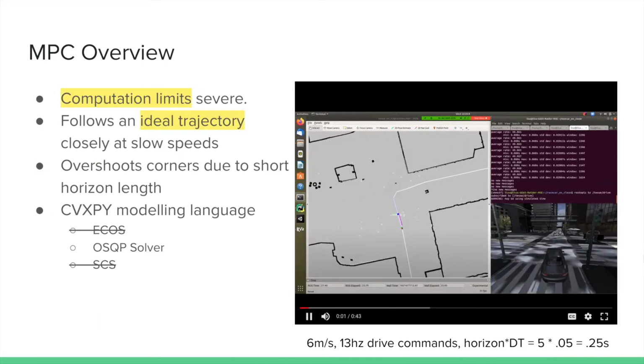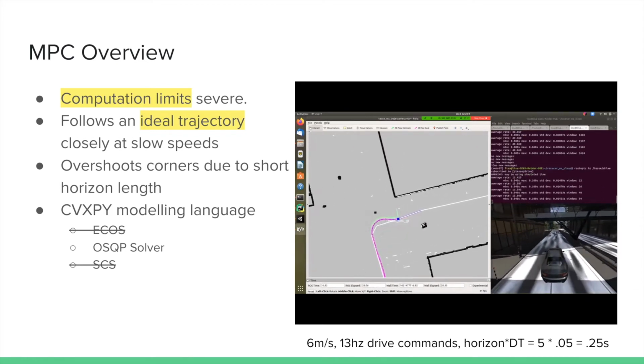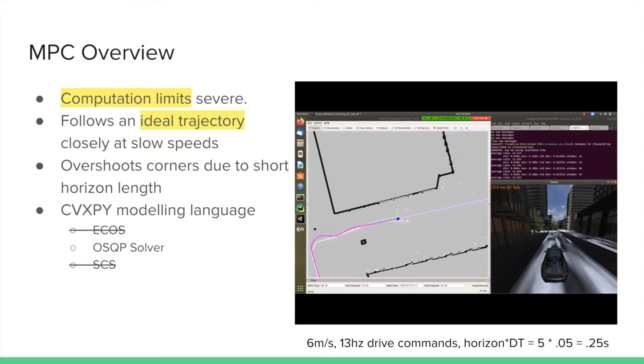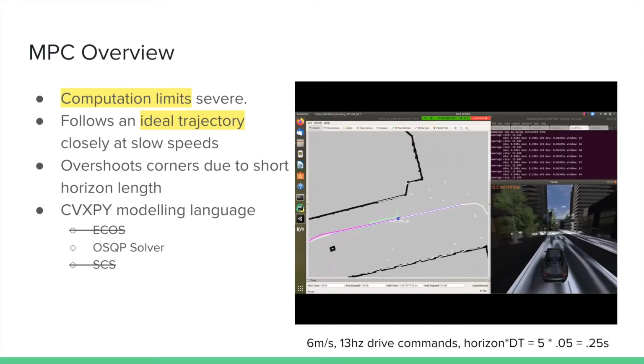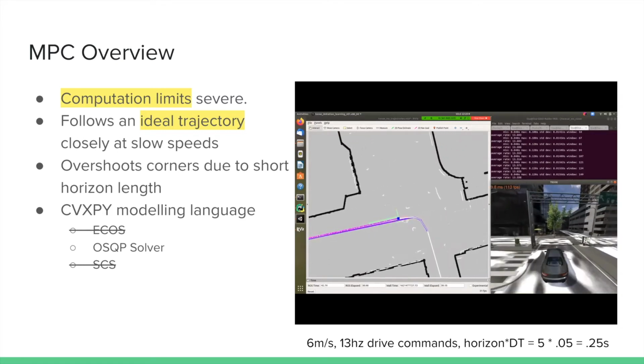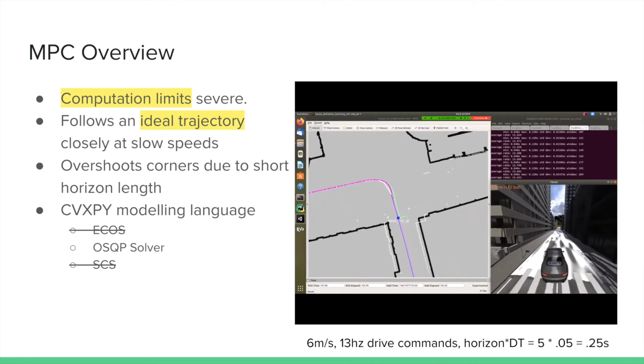For my MPC implementation, you can see that we successfully get it to follow a trajectory that closely resembles the shape of the road. There's not as much of an undershooting or overshooting problem as in Pure Pursuit. This is fantastic. However, the computational limits of having to solve an optimization problem at every time step becomes a severe issue when trying to operate at faster speeds.